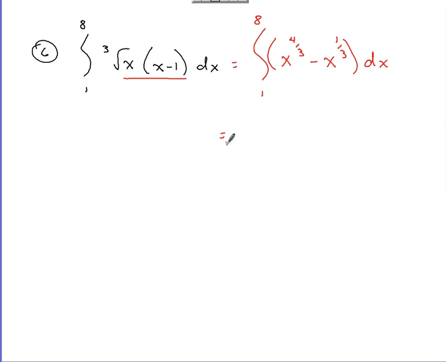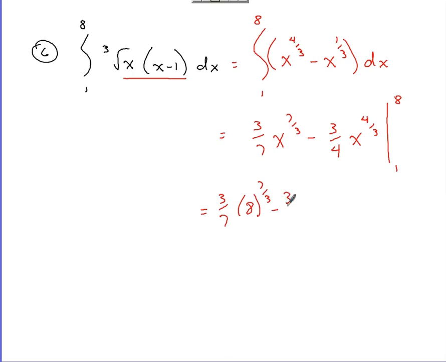So for x to the 4/3, add 1 to the power, get x to the 7/3, reciprocal of 3/7 moves to the front, minus, add 1 to the power here on the x to the 1/3, get x to the 4/3, reciprocal of 3/4 goes to the front. Still have to acknowledge the interval we're working on, which is 1 to 8. And now, just like the last one, plugging in. So 3/7 times 8 to the 7/3 minus 3/4 times 8 to 4/3.